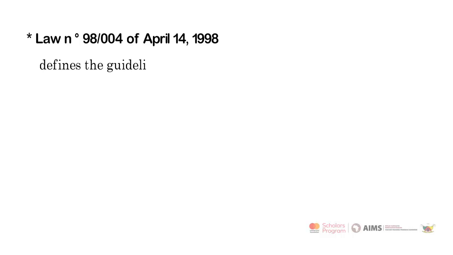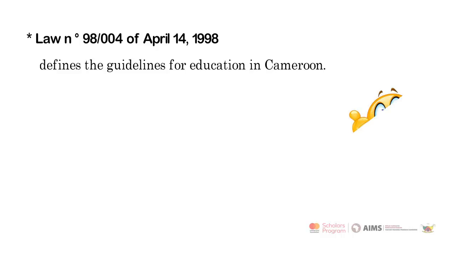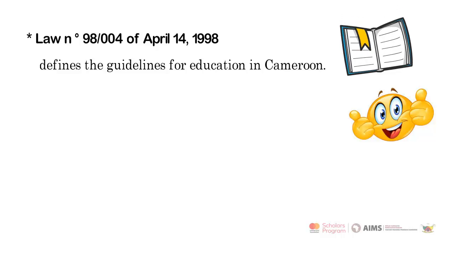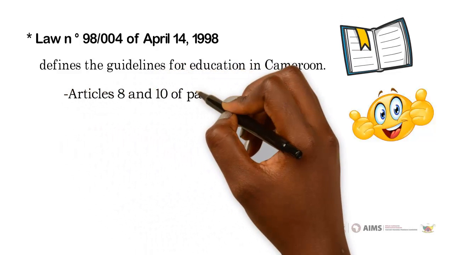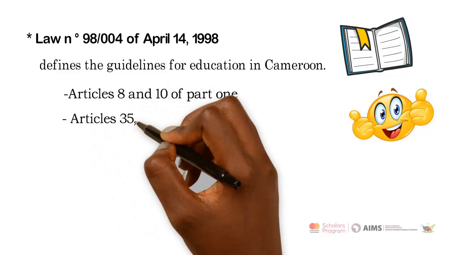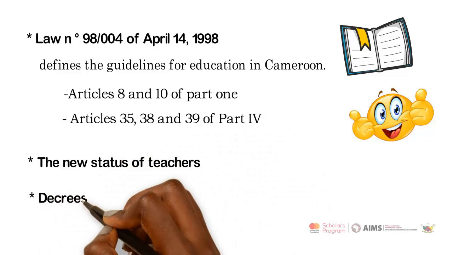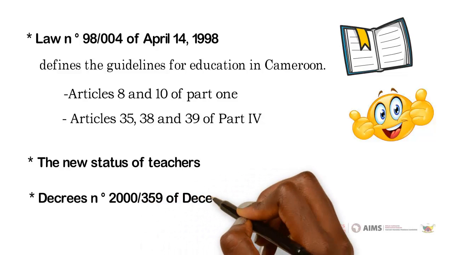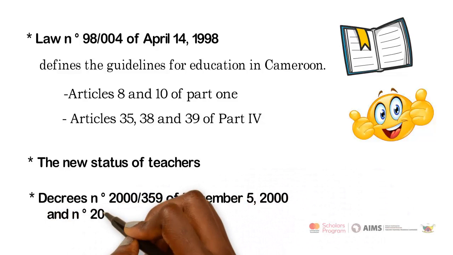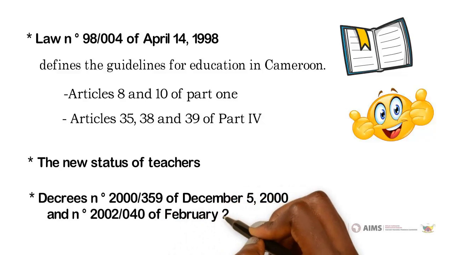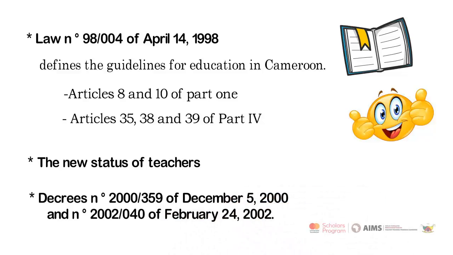Law number 98/004 of April 14, 1998 defines the guidelines for education in Cameroon. In this document, the articles relating to ethics are Article 8 and 10 of Part 1, Article 35, 38 and 39 of Part 4, the new status of teachers. Decree number 2000/359 of December 5, 2000 and number 2002/040 of February 24, 2002.